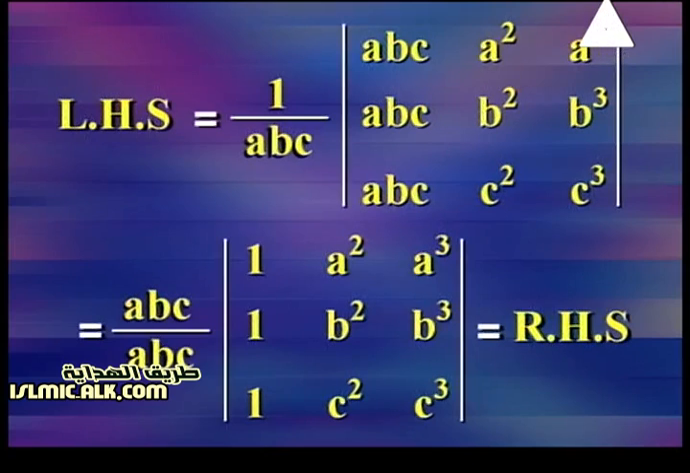Then left hand side equals right hand side. Remember, dear student, we multiply the first row by a, the second by b, the third by c, and divide by abc. After that, taking the highest common factor abc and dividing by abc, we find the determinant on the right hand side: first column 1, 1, 1, second column a squared, b squared, c squared, third column a power 3, b power 3, c power 3, equals the right hand side.